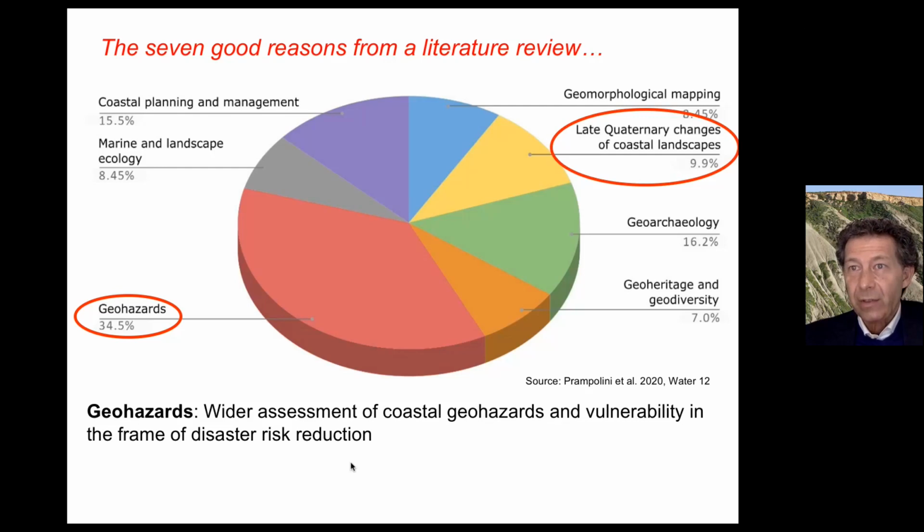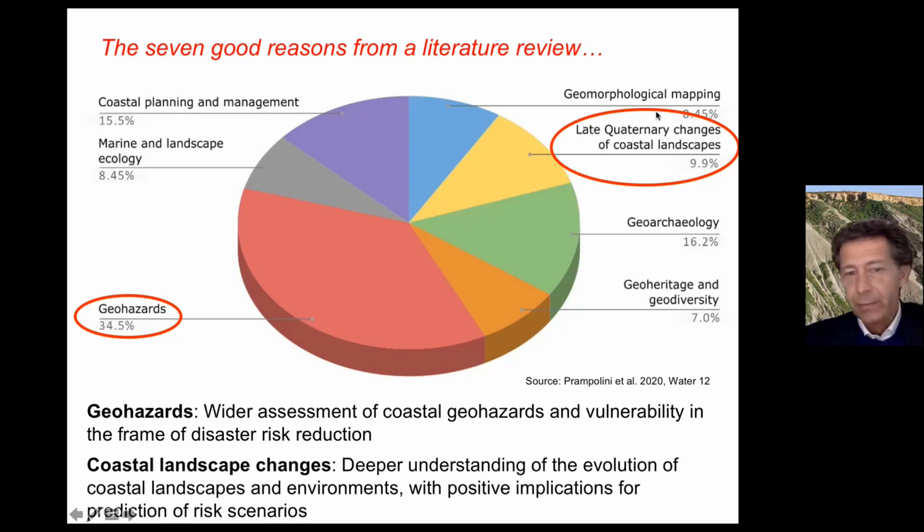The same applies to the late Quaternary changes of coastal landscape, as we proved with the chronological constraints that we were able to give to our landslide. It's about 10% of the papers that deal with longer terms and more pure landscape reconstructions, landscape evolution reconstructions. And then we have geomorphological mapping. About 8% of the papers deal with geomorphological mapping.